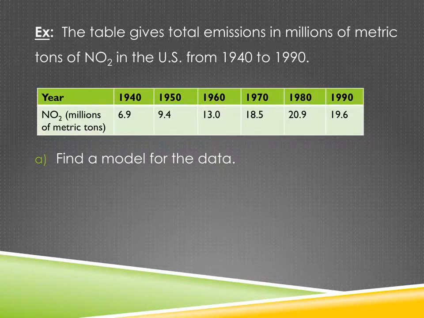6.9, 9.4, 13, 18.5, 20.9, and 19.6. And this happened on your homework last night too, just like it's stated in here right now. It just says find a model. It doesn't always tell you if you have to find a specific type of model. And when it doesn't tell you that, it means you've got to make the decision for yourself.